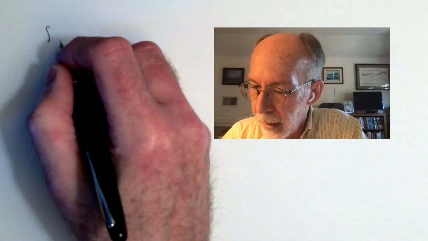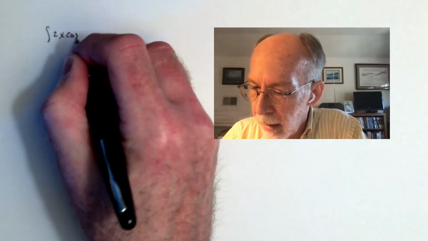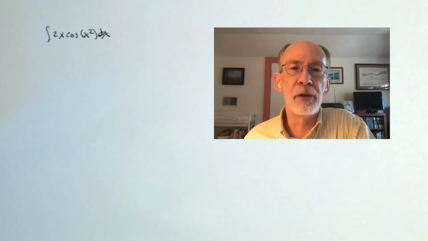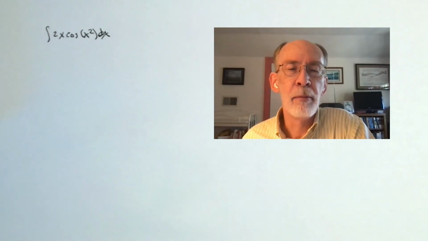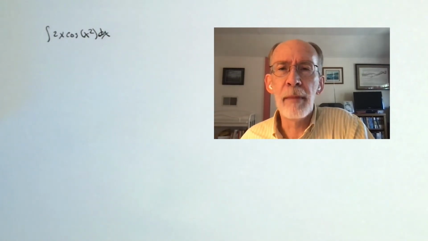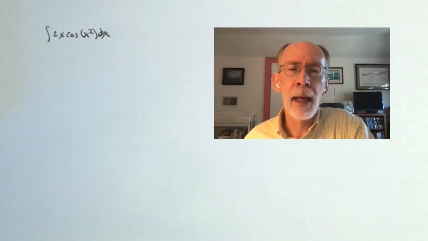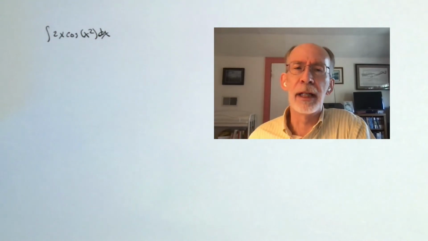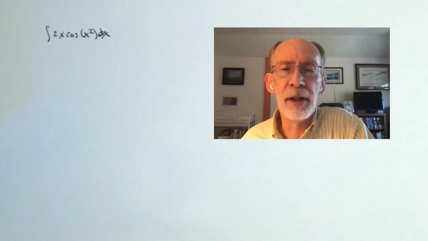So let's imagine that we want to integrate 2x cosine of x squared dx. And clearly there's at least potential for the chain rule to be involved here because we have a composition. We have the x squared inserted into the cosine. And so we might start out by saying, well, there's a likelihood that the sine is going to be involved, right? Because the derivative of the sine is the cosine. We have the cosine sitting here in the integrand.